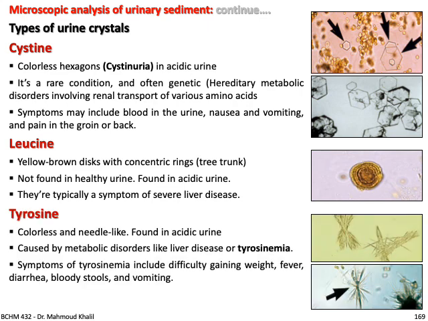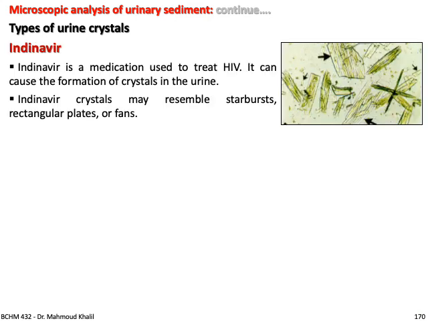Tyrosine: these three types of crystals are based on amino acids. Tyrosine crystals are colorless, needle-like, found in acidic urine, caused by a metabolic disorder like liver disease or tyrosinemia. Symptoms include difficulty gaining weight, fever, diarrhea, bloody stools, and vomiting.